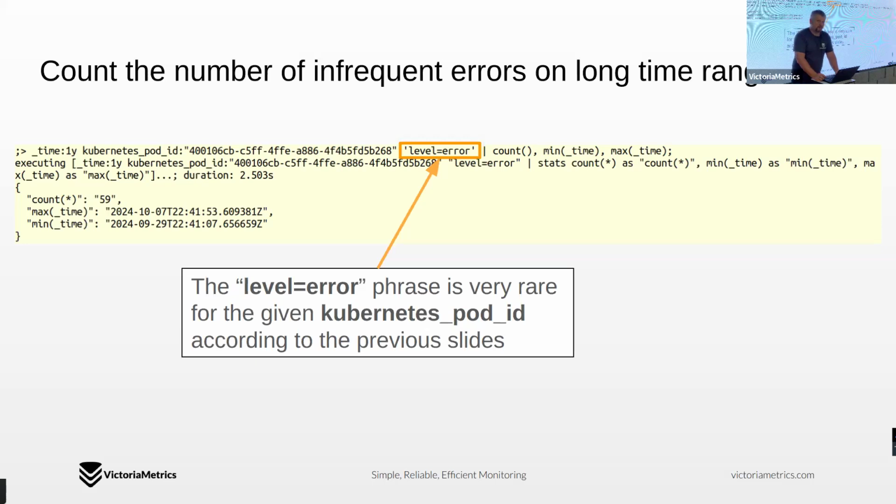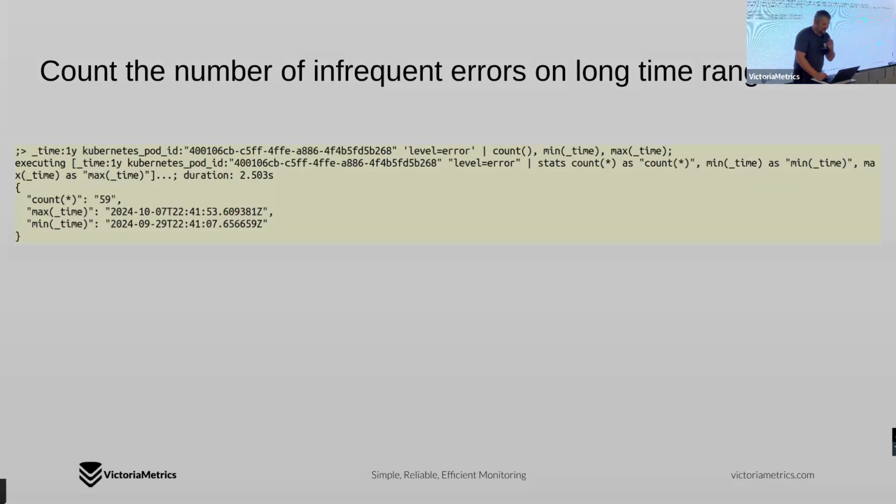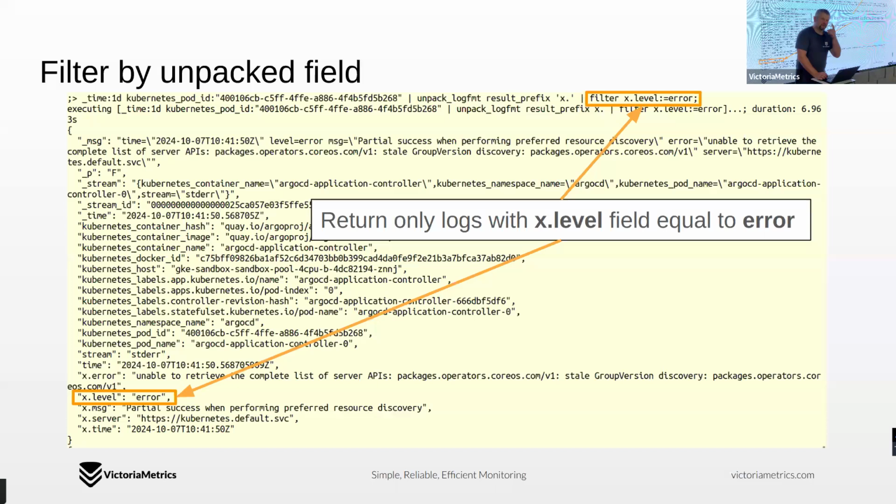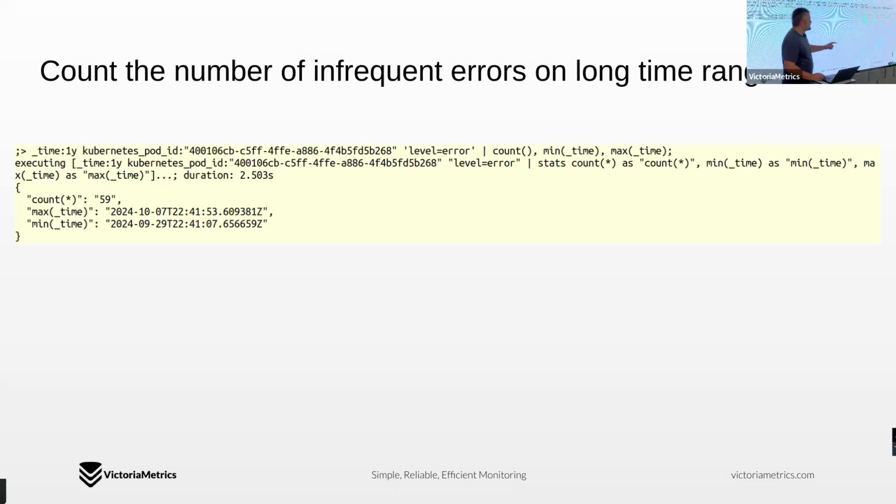I forgot something. If you look at the previous query, it was executed over the last day with a filter on the last day, and it took 7 seconds. This screen shows that the query is executed over the last year with this filter on level error, and the query time is 2.5 seconds. So it is much, much faster compared to the previous query.